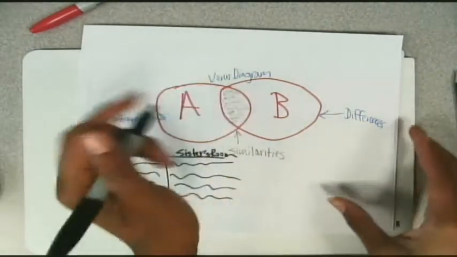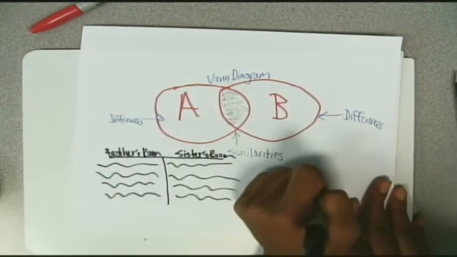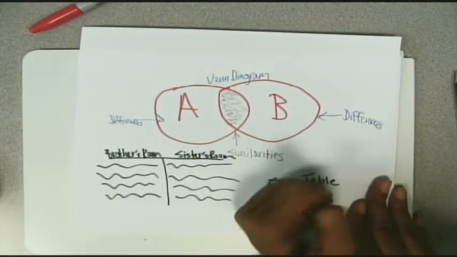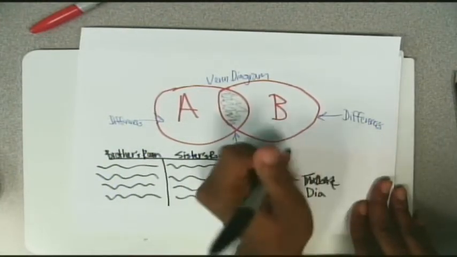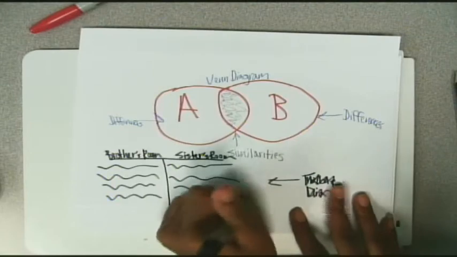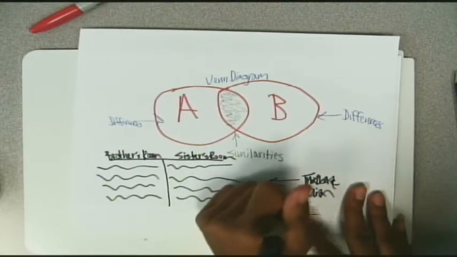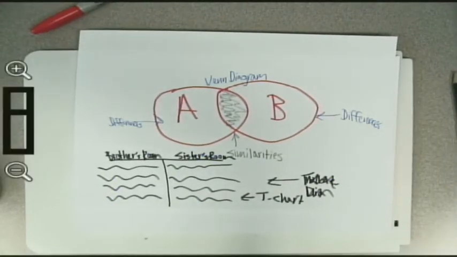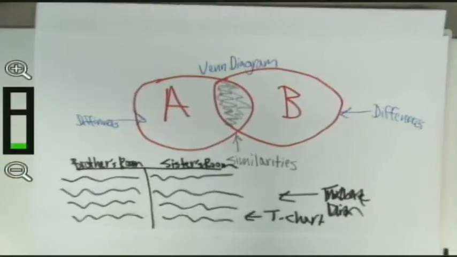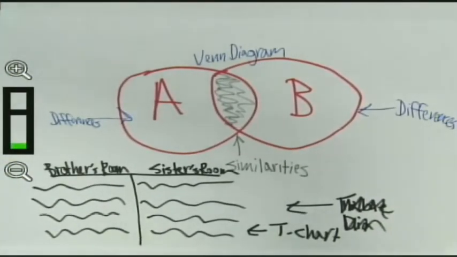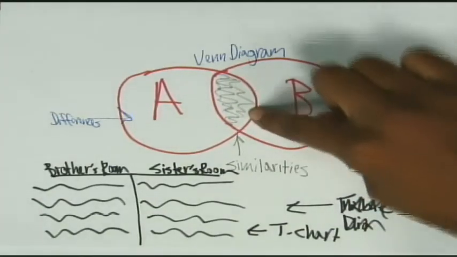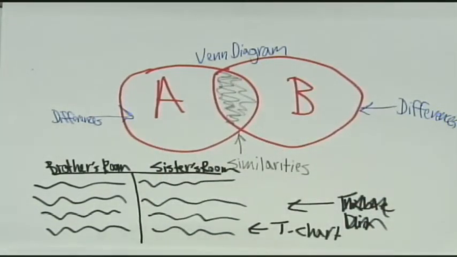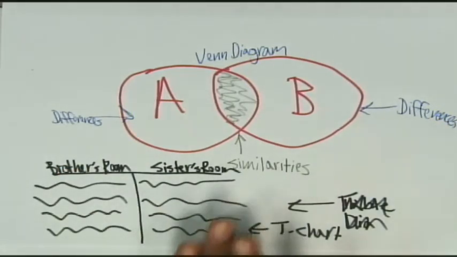So these are the different types. You've got a Venn diagram, and you also have a T-chart. Let me zoom in on this a little bit. So Venn diagram and T-chart. Venn diagram, similarities here, differences here. T-chart, main points of one thing as compared to main points of another thing. So those are two types of organizers that are suitable for comparison and contrast.